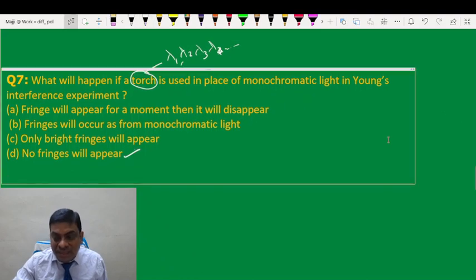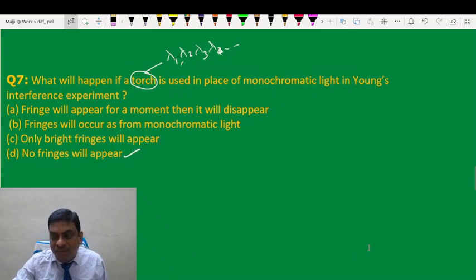See students, distinct fringes will appear if and only if the bright fringes are well separated from dark fringes, and similarly the dark fringes are well separated from bright fringes.